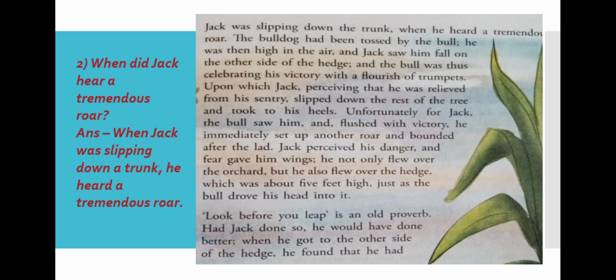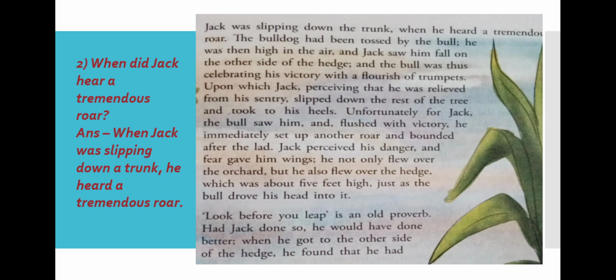And what did Jack see? That the bulldog fell on the other side of the hedge. And the bull was thus celebrating his victory with a flourish of trumpets. Now the bull thought that he had won. Upon which Jack, perceiving that he was relieved, slipped down the rest of the tree from his sentry post and took to his heels. Took to his heels means he started running. Jack thought that everything had ended.